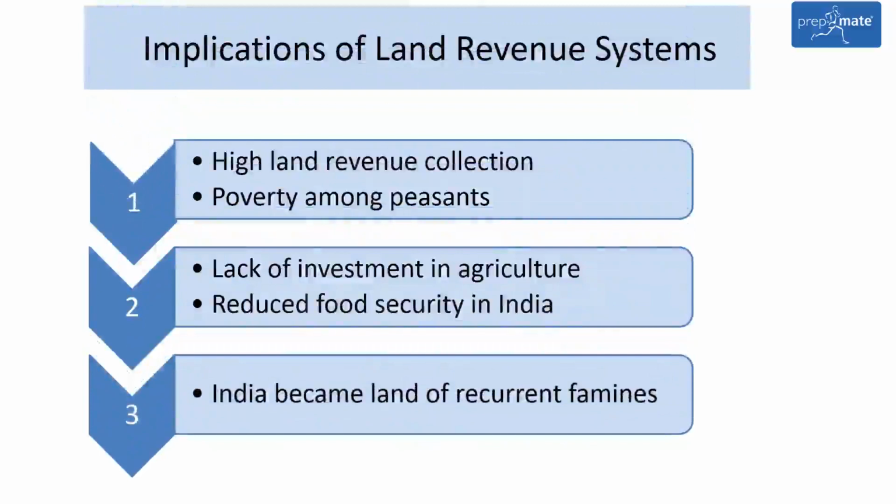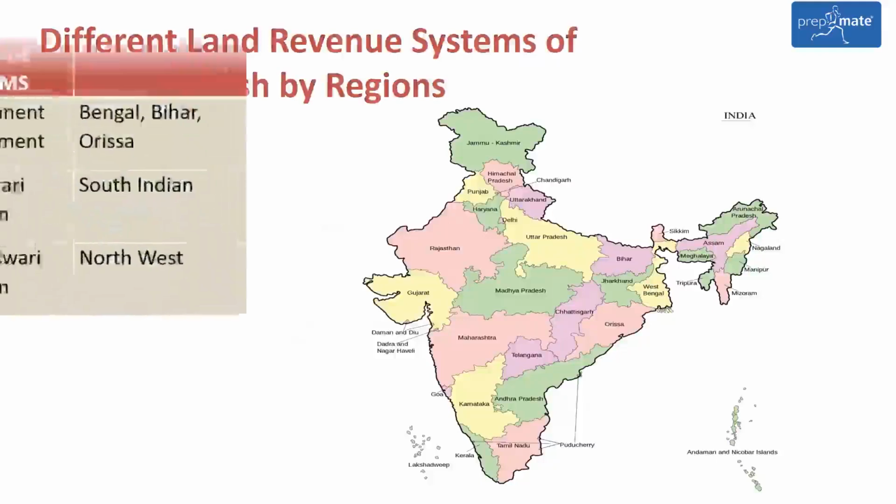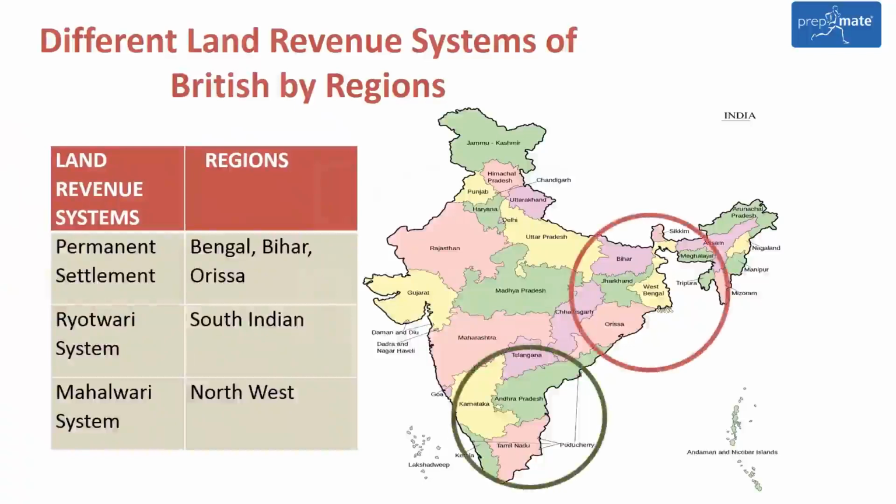On your screen you can see the map which depicts the land revenue systems introduced in different regions of India. So as we have learned, there were 3 land revenue systems: permanent settlement system, Royatwari system and Mahalwari system. Permanent settlement system in eastern part of the country, Royatwari system in southern part of the country, and Mahalwari system in western part of the country.